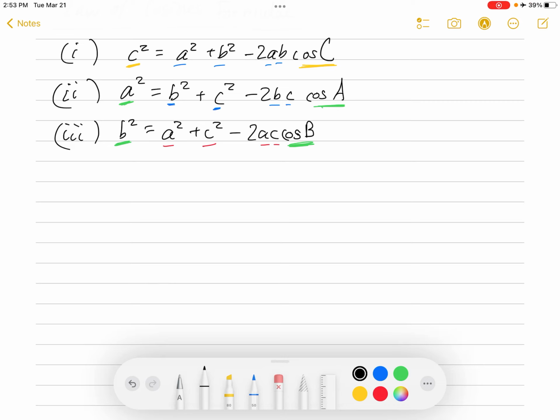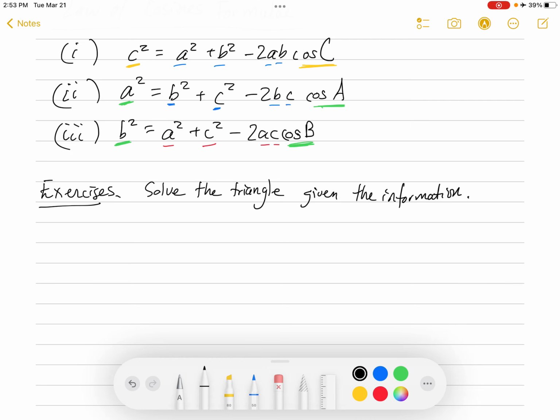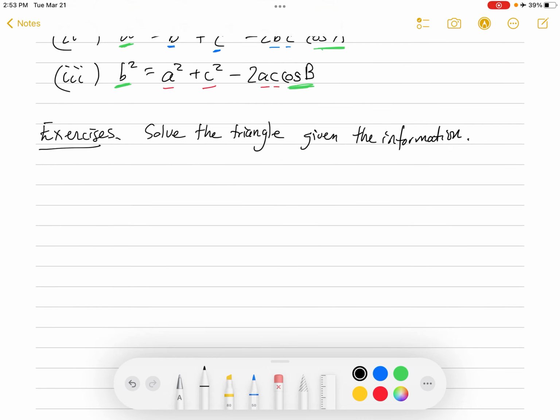So what we're going to do is some triangles, I guess. And we're going to solve the triangle, given the information. So let's say number 1, I got an angle A of 20 degrees, and I have a side b of 11, that'd be its length in units, and I have a side c of 14 units.